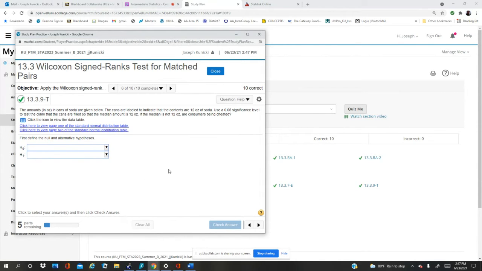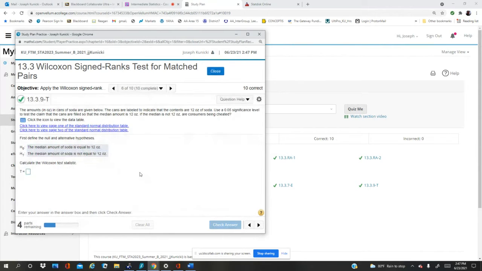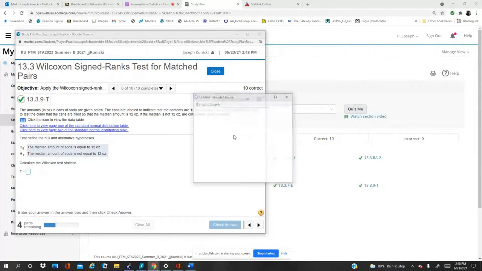For this one, it says use a 5% significance level to test the claim that the cans are filled so the median is 12 ounces. There it is: the median is equal to 12 ounces. That means it's a two-tailed test, and not equal would be the alternative. All right, so that's the setup for the test. Calculate the Wilcoxon. Once again, StatCrunch is not going to be very good, and I'll show you why.